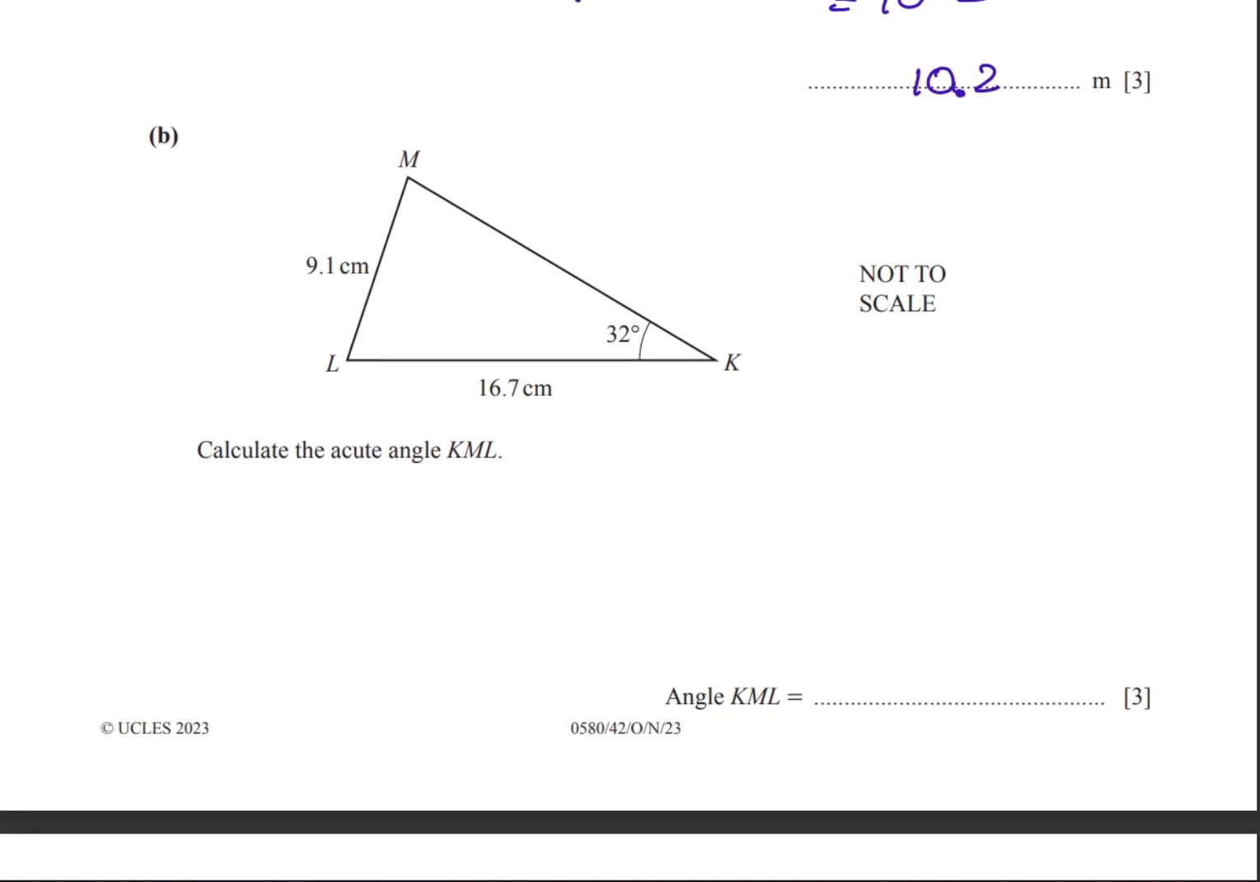Okay, done. For question B, calculate the acute angle KML, which is KML.